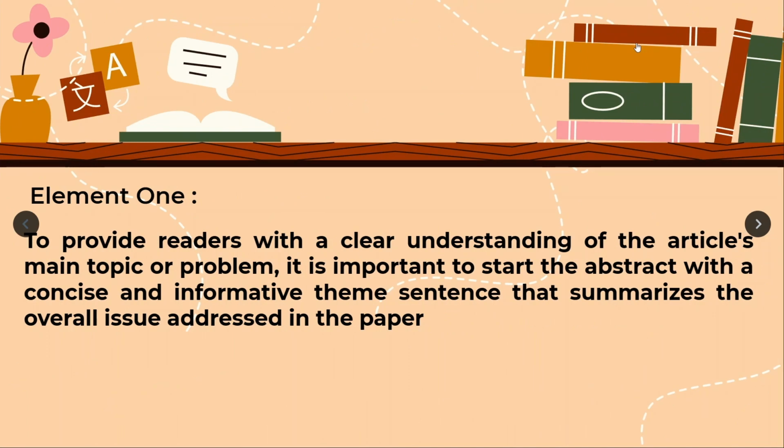Element 1, to provide the reader with a clear understanding of the article's main topic or problem, it's important to start the abstract with a concise and informative theme sentence that summarizes the overall issue addressed in the paper. So I expect that the first sentence is going to take me directly to the theme. So let's say, for instance, that I want to talk about distance learning. So it would be wise to start with a sentence that indicates, let's say, the importance of, or at least the problem with distance learning.